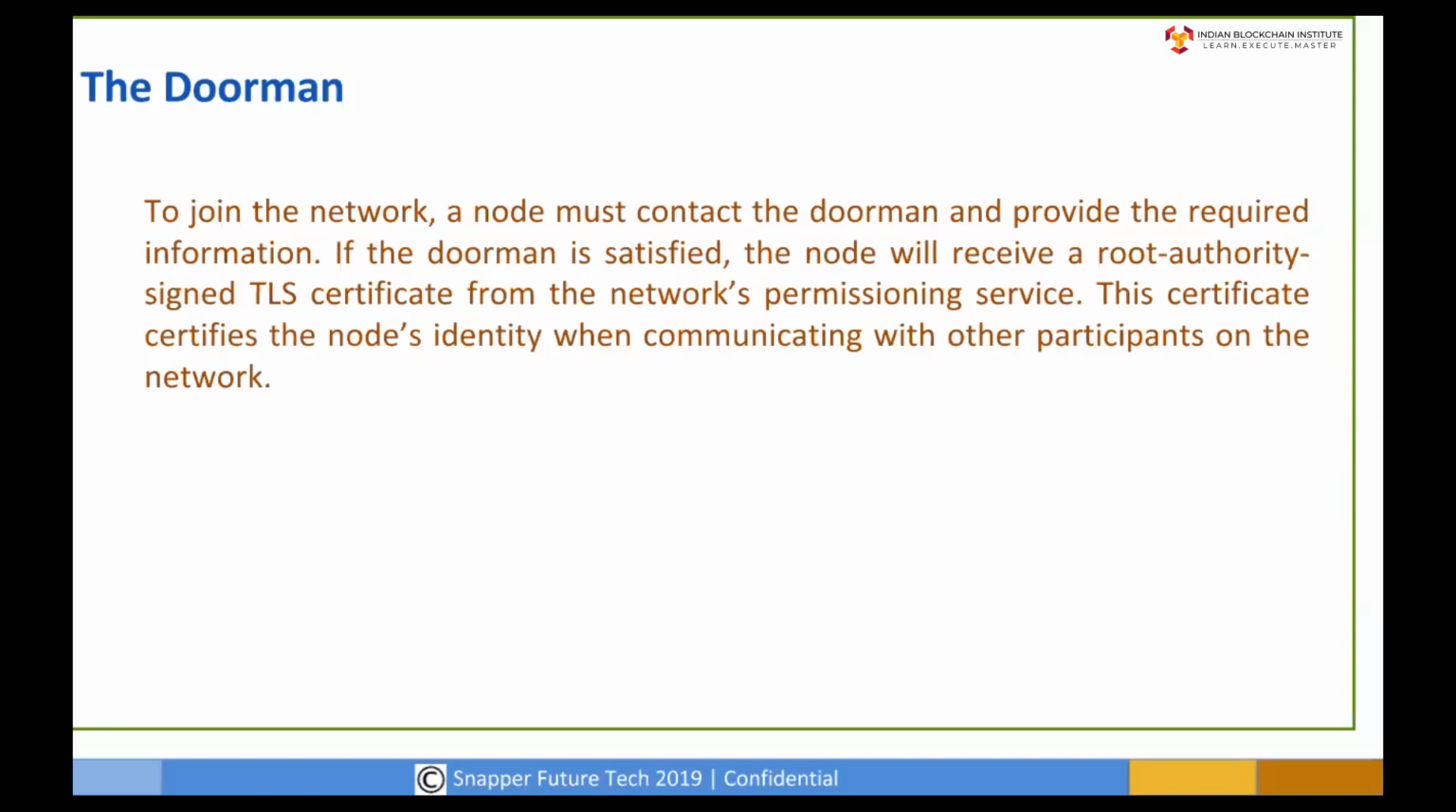So as I said, to communicate on the network, the nodes require a certificate to take part in or do any transactions on the network. So this doorman provides the certificate so that you can do any transaction or communicate with the other participants on the network. All right.